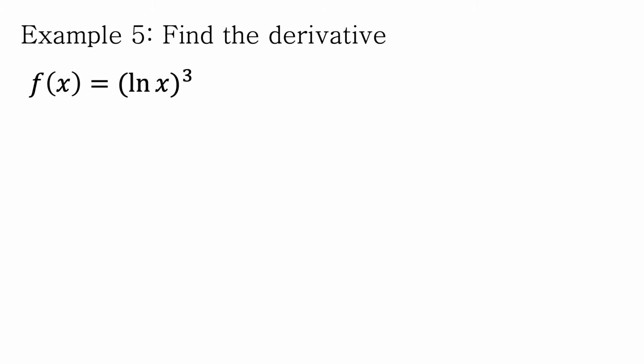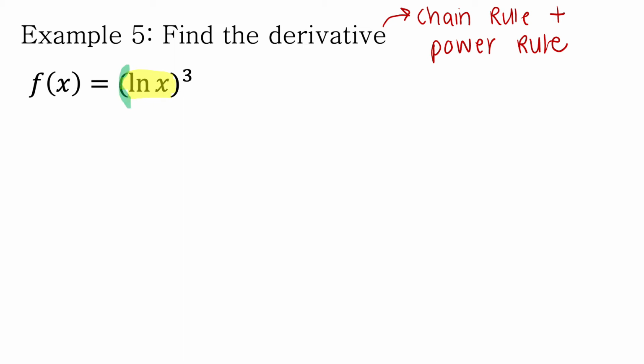Now this one looks a little bit different. Example 5, we're finding the derivative of a function f of x equals the natural log of x raised to the third power. So in this case, we're actually going to be looking at a chain rule and bringing back our power rule. So here we're looking for an inside function and an outside function. Hopefully you agree at this point, our inside function is this natural log of x, which makes our outside function this something to the third power.